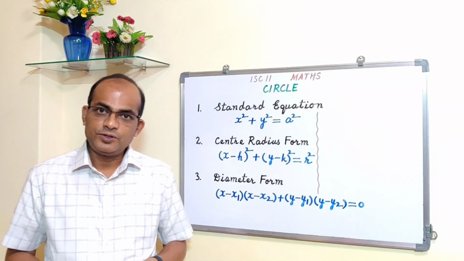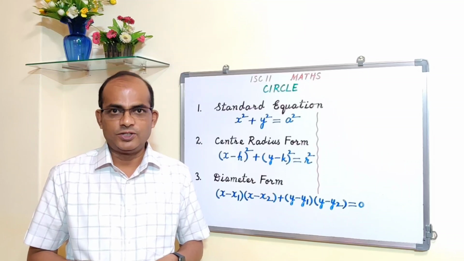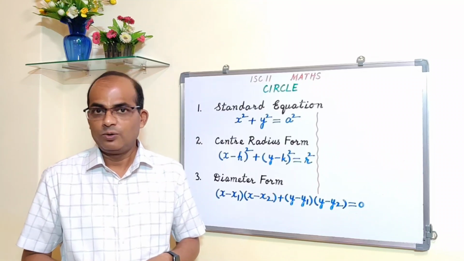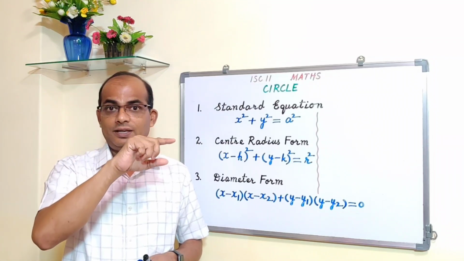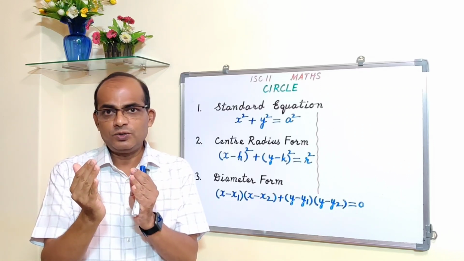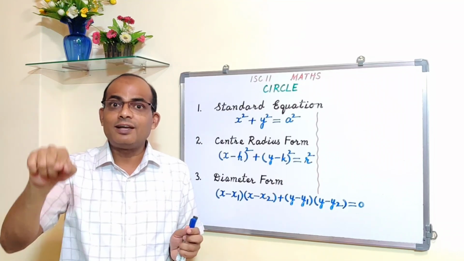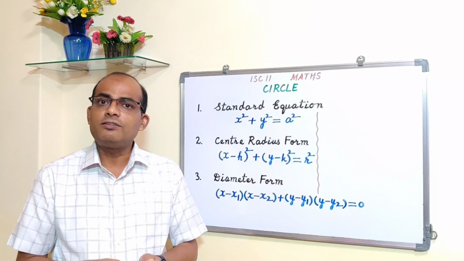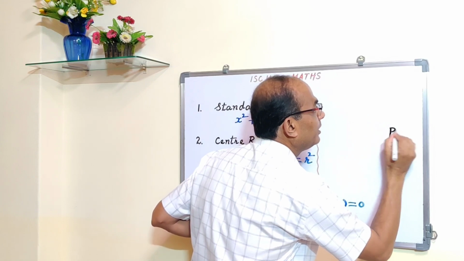Circle. First of all, let me tell you the definition of a circle. A circle is the locus. Locus means path. The path on which a variable point moves while satisfying a given condition, that path is called the locus. So a circle is the locus of a point P(x, y), a variable point P with coordinates x, y.